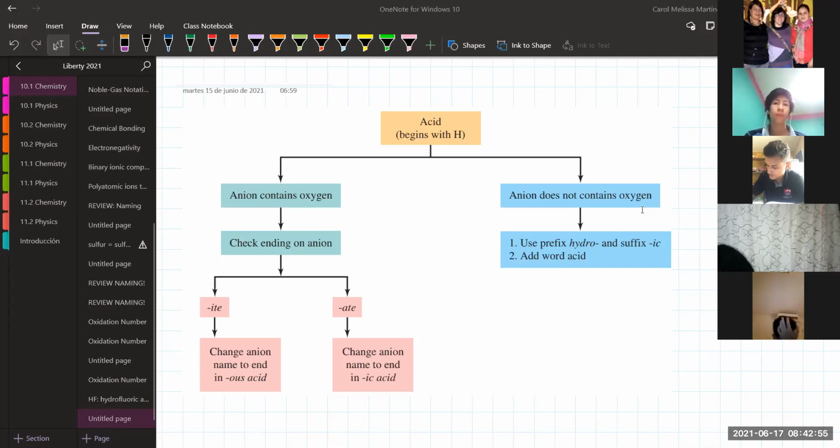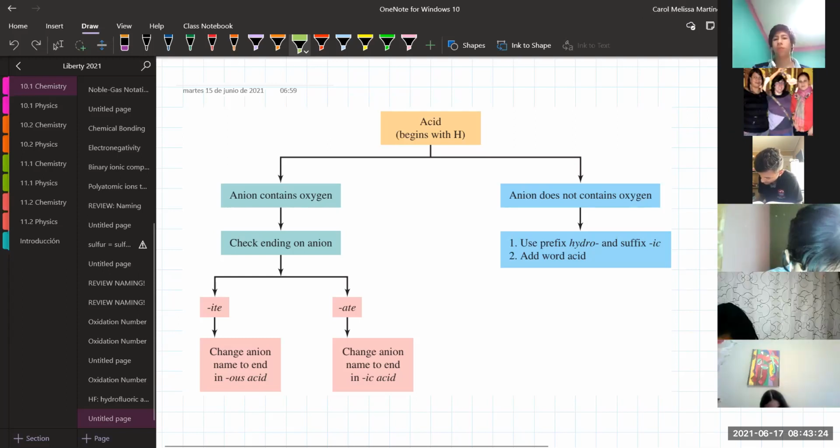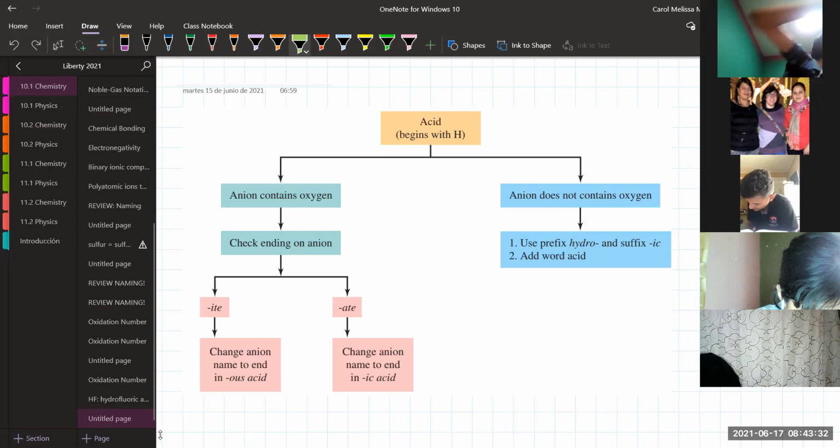First of all, you need to identify that you have an acid. The best way to identify an acid is that it begins with hydrogen. That is the main characteristic of any acid, okay? Then, acids could be divided in two different categories: acids that contain oxygen and acids that do not, okay? So one kind of acid has oxygen, but the other doesn't.